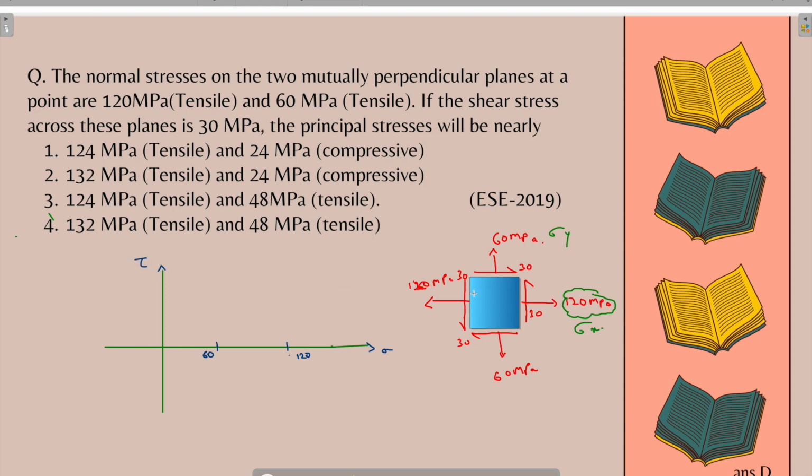Now, what about tau? Let's see this 30. It is trying to rotate the body in the anti-clockwise direction. I have told you shear stresses which tend to rotate the body in the anti-clockwise direction are taken to be negative. So this 30 will be in the negative direction. This we have studied in the previous lectures.